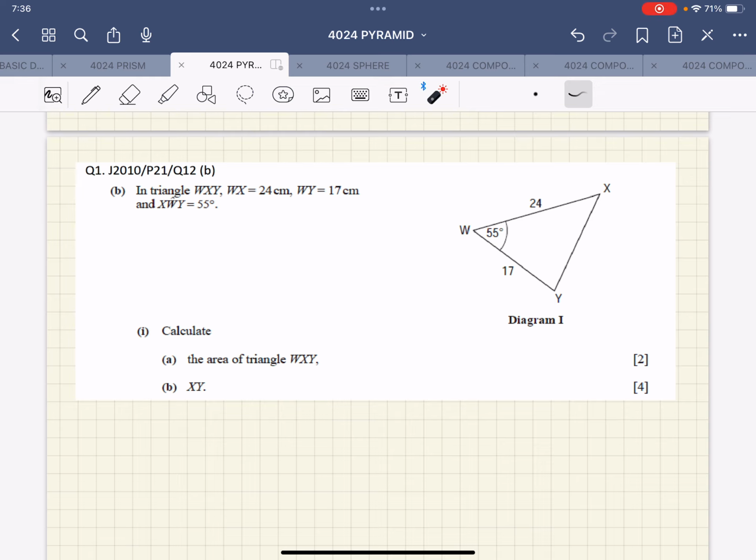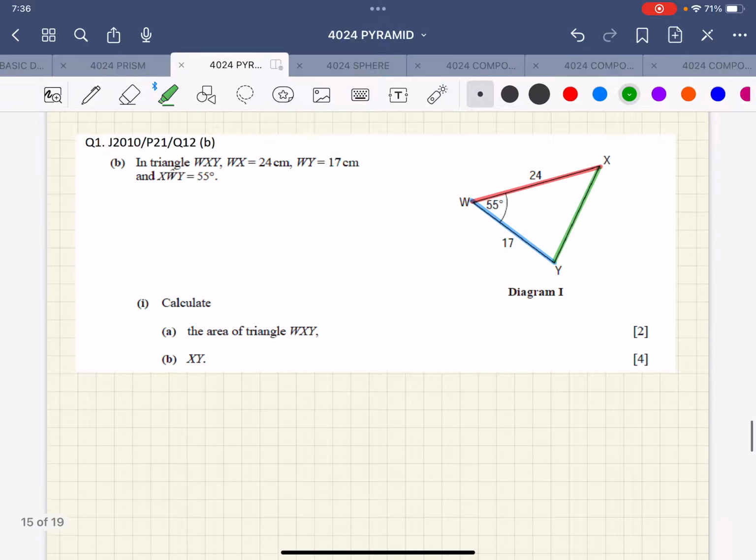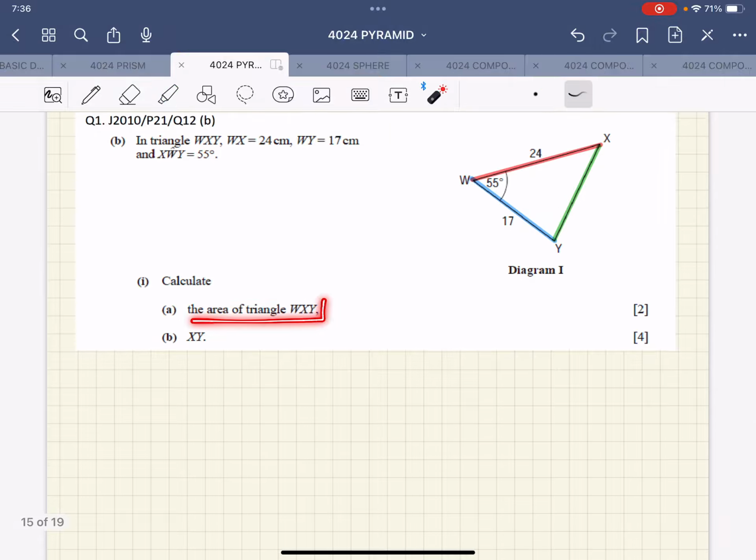Now, first of all, the question says, in the triangle WXY, WX is 24. So let me just label it. So therefore, this is WX is 24. And then WY is 17. And then the third one I'm labeling in green like this, and the angle is given. They are interested in finding the area of triangle WXY, and the green length, which is XY.